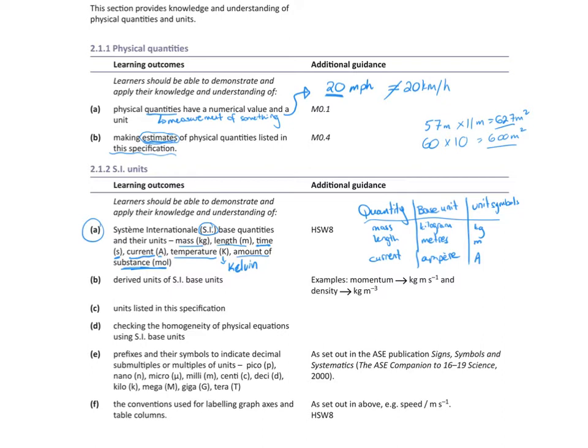But there is a seventh SI unit that you don't need to know for your course, but for those of you who are interested, it's the unit that we use for measuring luminous intensity, the candela. So the base quantity is the luminous intensity.